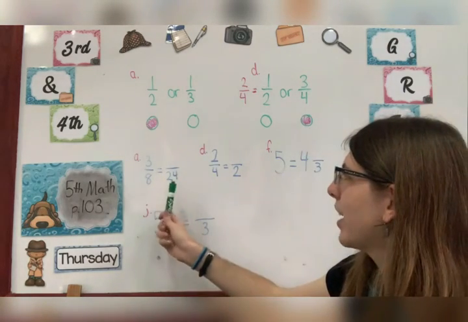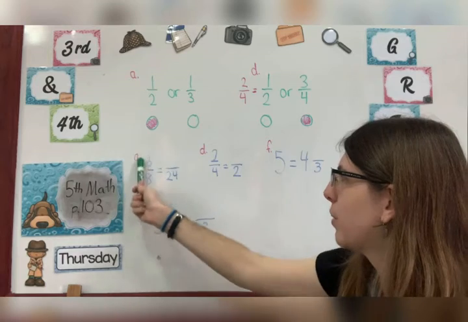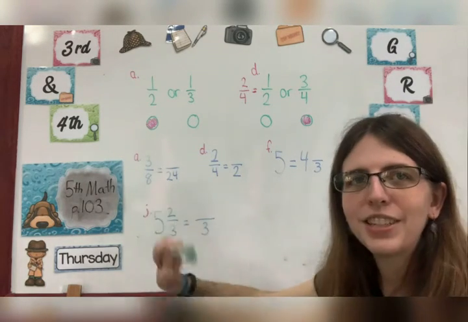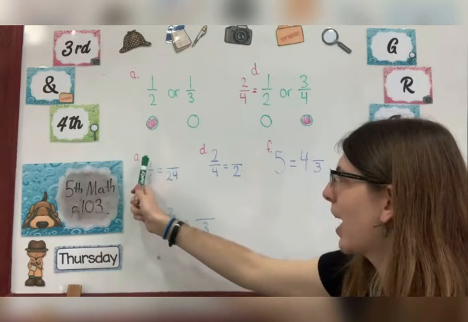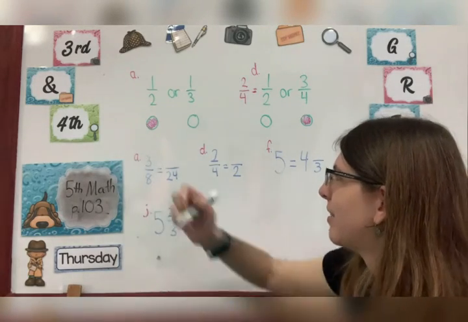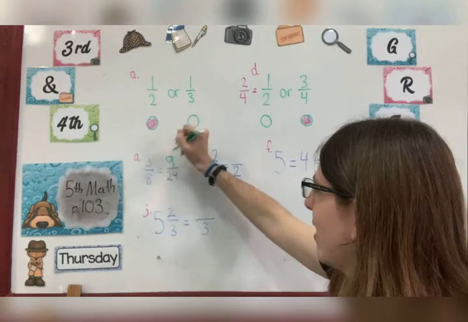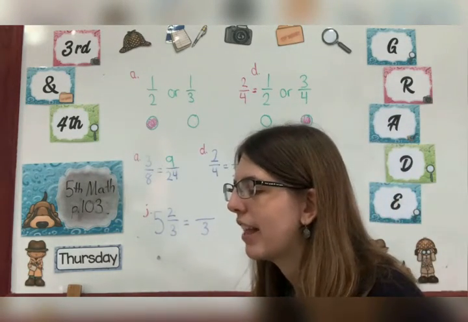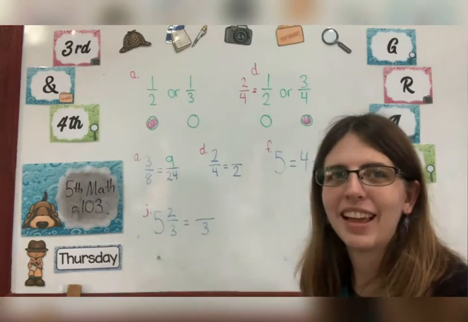So I start here, 24, and I go in a U, okay? So 24 divided by 8 is 3. Now I multiply. 3 times 3 is 9. And that's my missing number. All right, letter B and letter C are done exactly like that one.